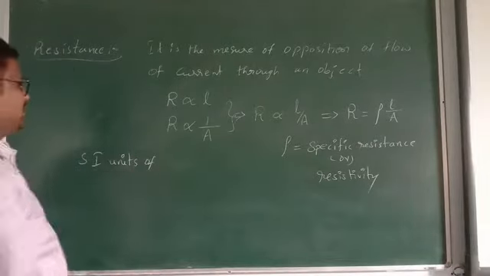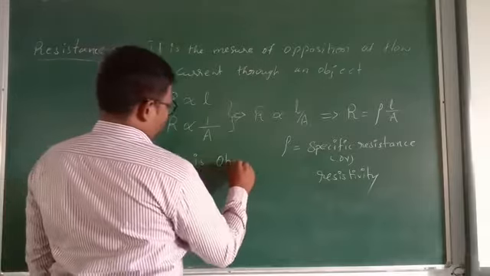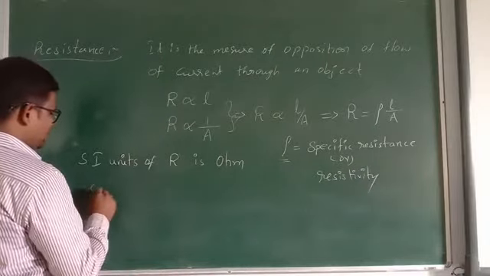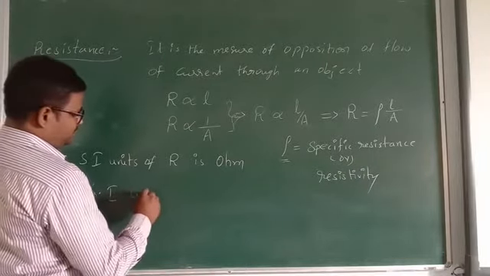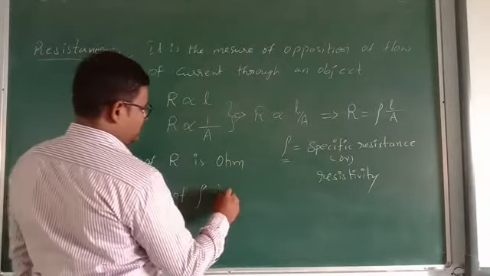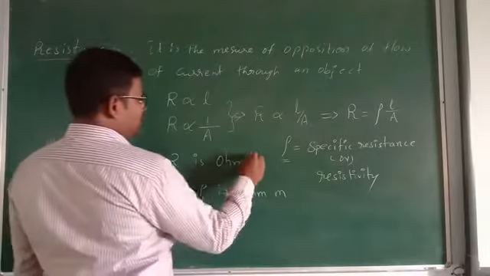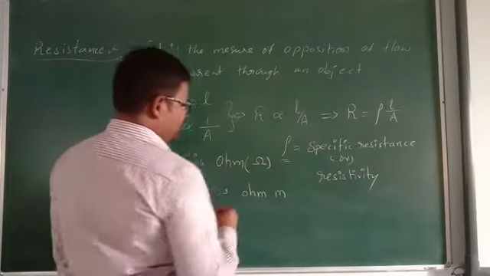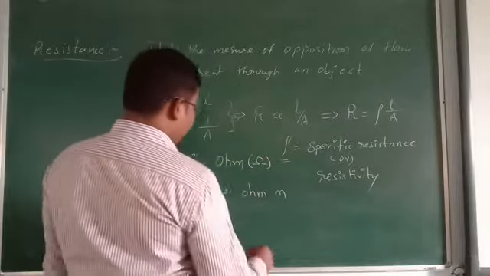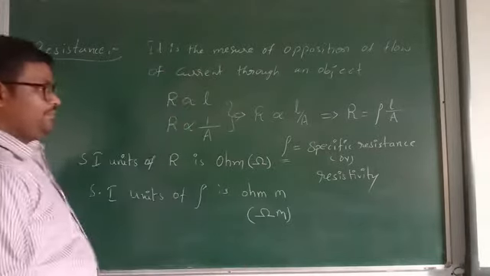SI units of resistance are ohms. Then what are the SI units of specific resistance, rho? SI units of specific resistance rho is ohm meter. Here the ohm symbol is the Greek letter omega, and ohm meter can be written like this symbol, ohm meter.